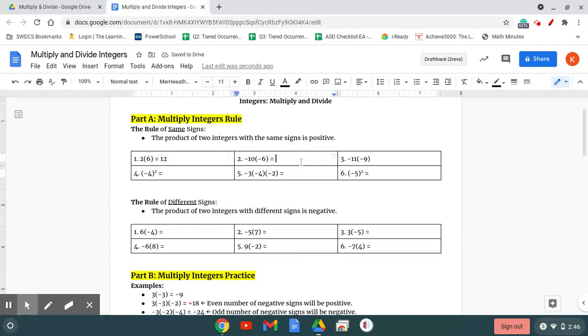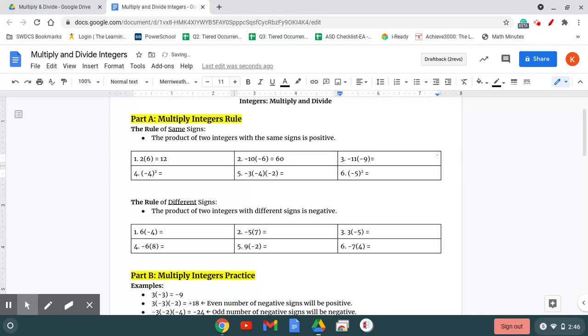All right, number 2. We have two negatives. And when you have two negatives, your answer is positive. So we know this is going to be positive. So negative 10 times negative 6 is 60.